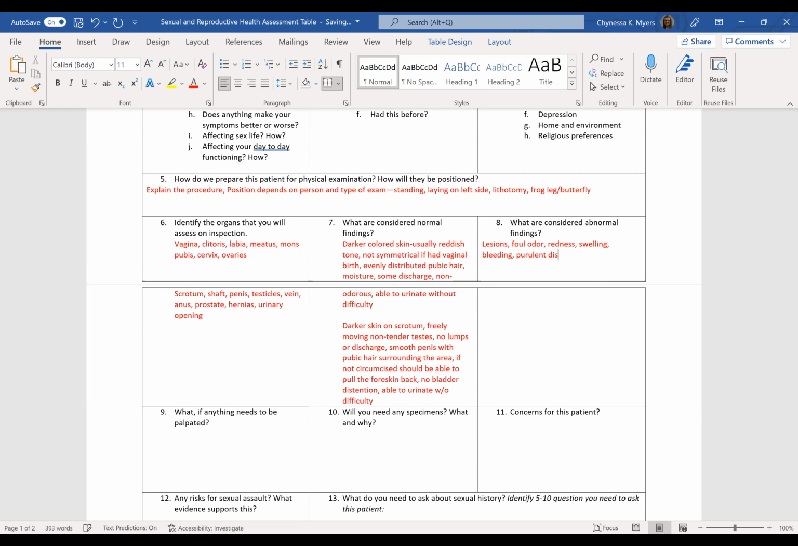Purulent discharge or color discharge. What color would you consider abnormal for discharge from a penis or a vagina? Yellow or green? Very good, guys. So smart. Okay. I saw someone said pubic lice. Yes, pubic lice for sure. Lesions, foul odor, redness, swelling, bleeding. Crabs, yes. Let's just go with this evidence of STIs.